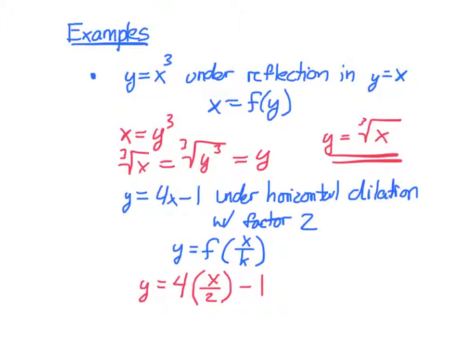And I can simplify a little bit from here. Right, 4 times x over 2 is simply 2x. And I have, don't forget the minus 1 at the end. And so this is my image equation for the second example.